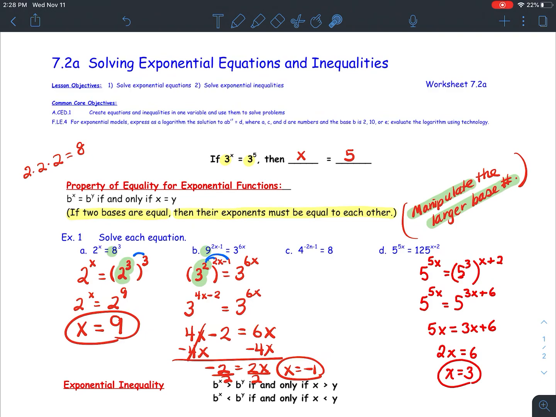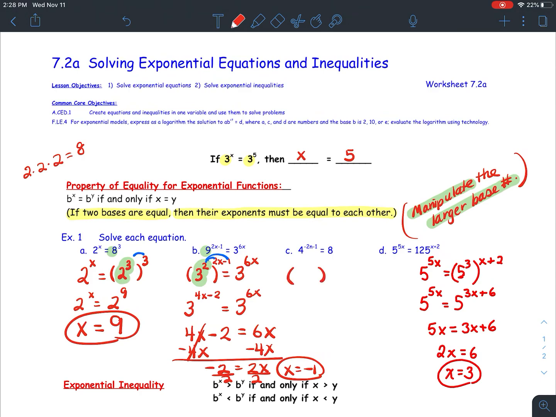Okay, now this next one's a little bit more challenging. We said here that typically you manipulate the larger base, but I don't think that we can express the number 8 as 4 raised to a power. Like here we could turn the 8 into a 2 cubed, but I don't think we can write 8 as 4 to a power. 4 to the first is 4. If I go 4 squared, I've already passed 8 up. That would be 16. And so in this scenario, we're actually going to have to change both of the bases. We need to bring both of the bases down to a smaller base number that would be the same.